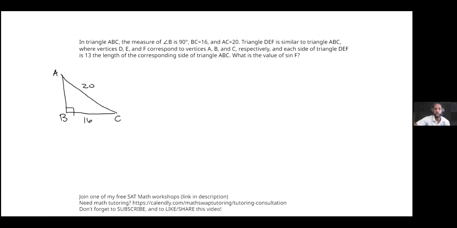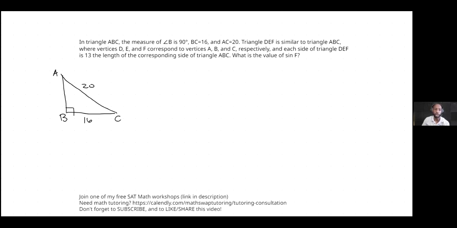Triangle DEF is similar to triangle ABC, where vertices D, E, and F correspond to vertices A, B, and C, respectively. And each side of triangle DEF is 1/3 the length of the corresponding side of triangle ABC. Oh, it's supposed to be 1/3. Let's correct that. So that's crucial: 1/3 of the length of the corresponding side. What is the value of sine F?